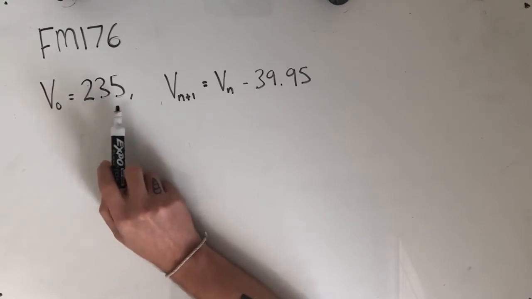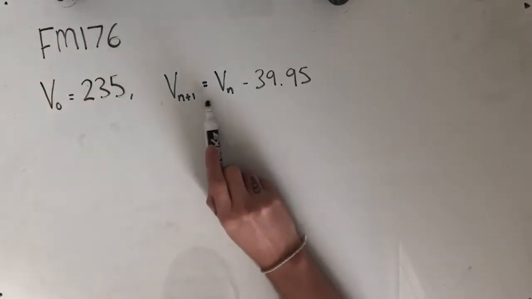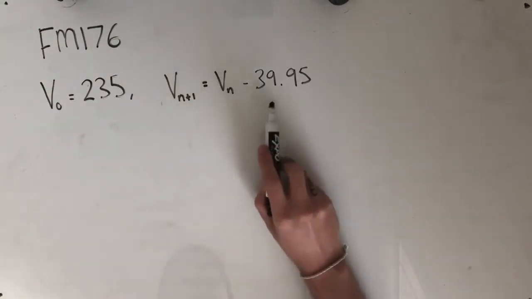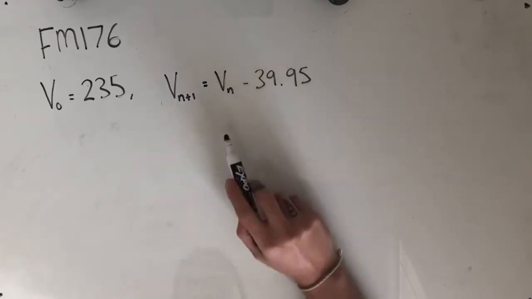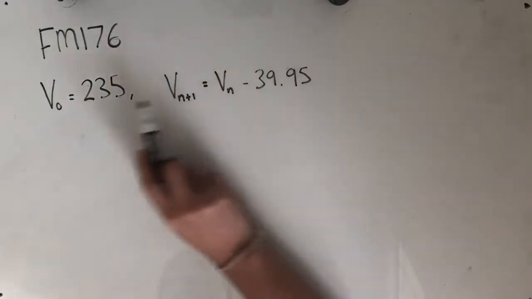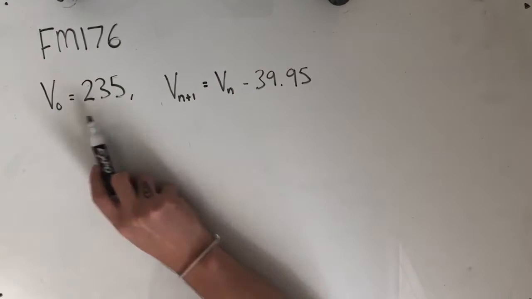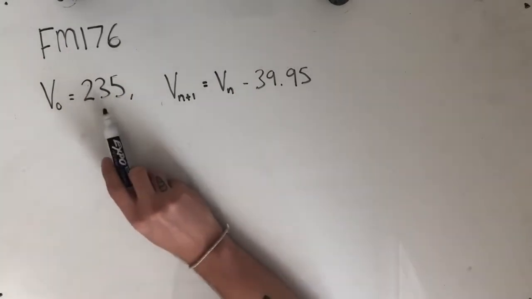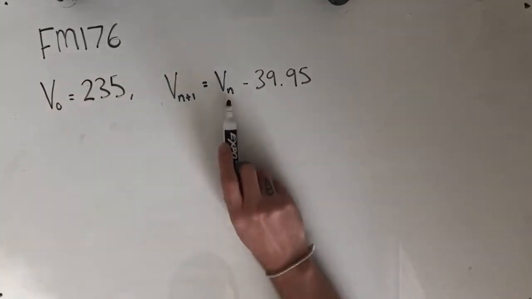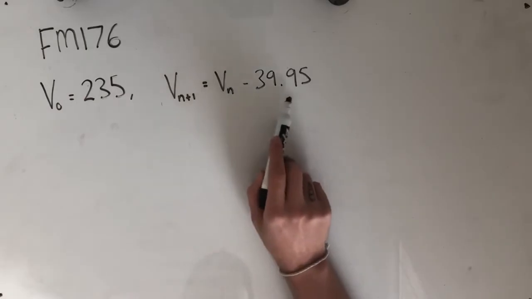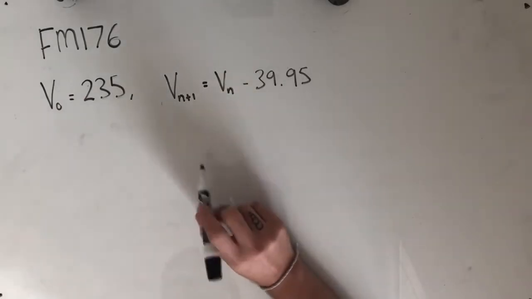V0 equals 235. Vn plus 1 equals Vn minus 39.95. So just quickly analysing this recurrence relation here, we can see that his skates are going to have an initial value of $235, and then each year they're going to go down by $39.95.